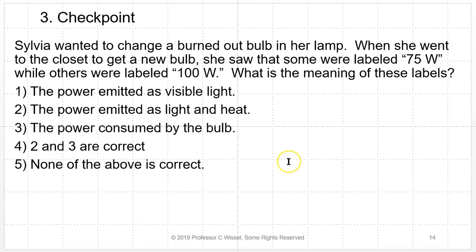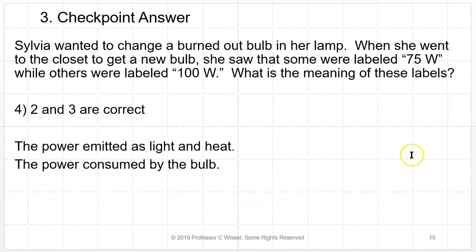Well, an ordinary light bulb emits much more heat than it does light. About 95% of the energy coming out of an ordinary old-fashioned light bulb comes out as infrared, which we call heat. The other 5% is light. And this designation is also the power consumed by the bulb. So the correct answer to this is both 2 and 3 are correct. It's the power emitted by the bulb as light and heat, and it's also the power consumed by the bulb.